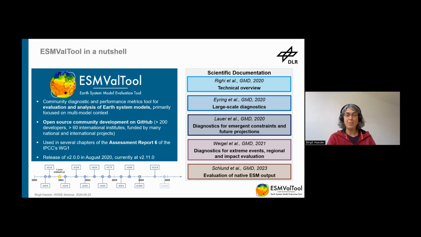We are very proud that ESMVal tool was used in several chapters of the assessment report 6 of the IPCC's Working Group 1, to produce some figures for that very important report. And in 2020, we released version 2, and I will get into that a little more in detail as well. We are currently at version 2.11. So you can see on the bottom here a timeline of our regular releases. We have maybe 2 to 3 a year, and we try to keep track of improvements, updates, and new developments from the community.